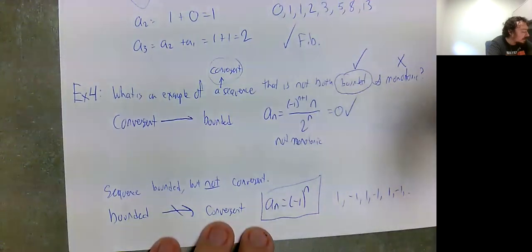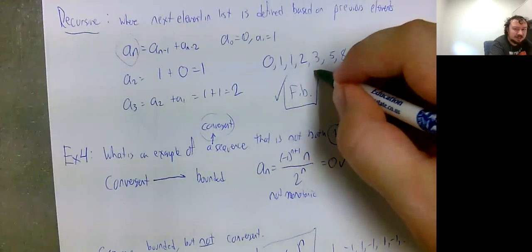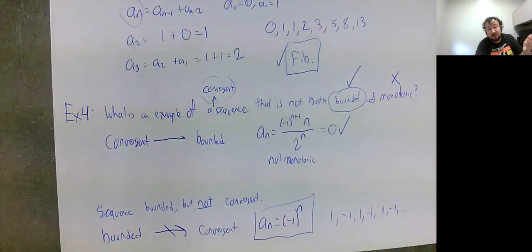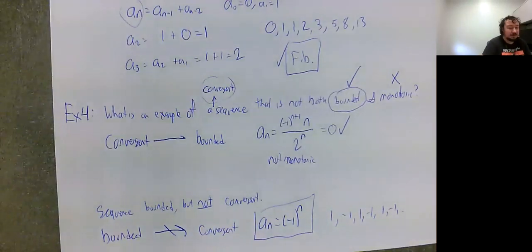And our final thing is to name an example of a recursive sequence, but we already saw that the Fibonacci sequence is an example of that. I'm sure that's something all of you have seen before.